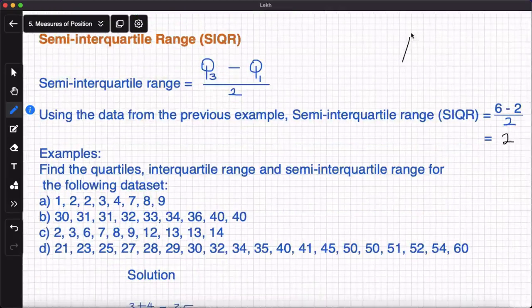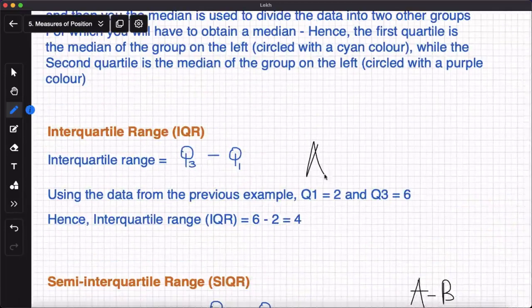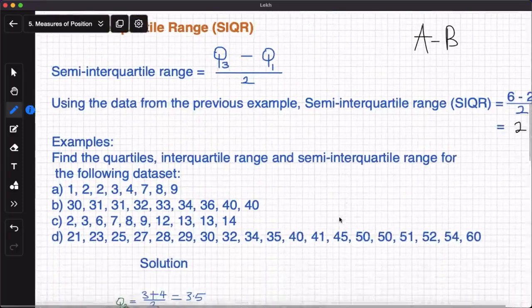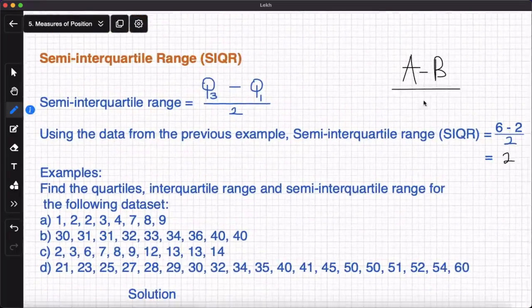In the previous video, I said something about the interquartile range being A minus B. That's what you're seeing here now. Similar to your range, which is maximum minus minimum, the semi-interquartile range is A minus B divided by 2, where A is Q3 and B is Q1.